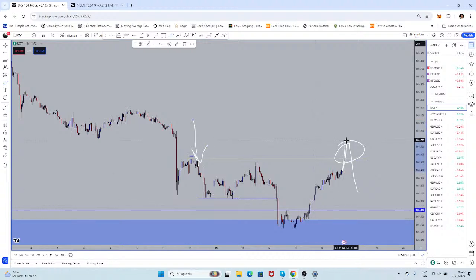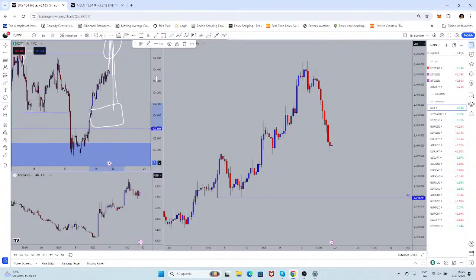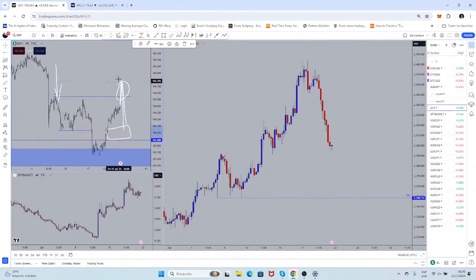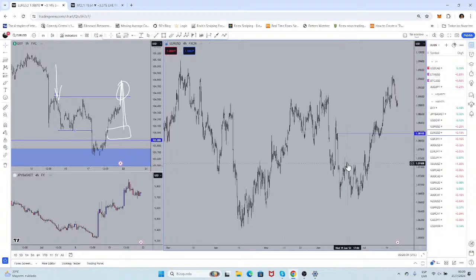Should price break these highs and come back towards around this zone, this is where I will look for longs. Of course, this is the DXY, US dollar currency index. I'm not going to go long the US dollar currency index. Perhaps I will look for shorts on the Euro USD.